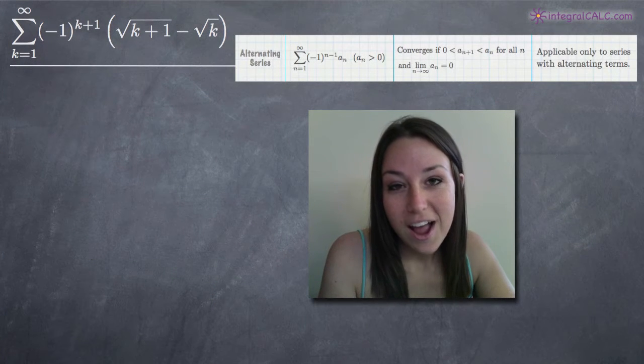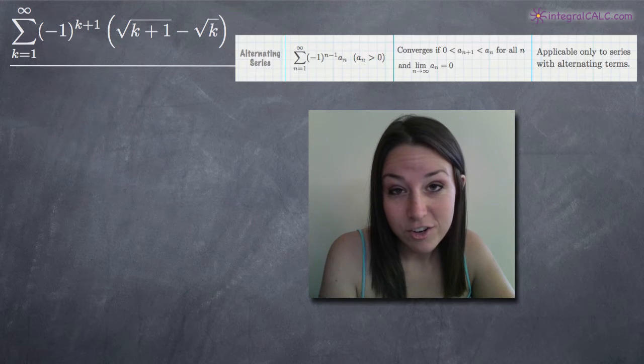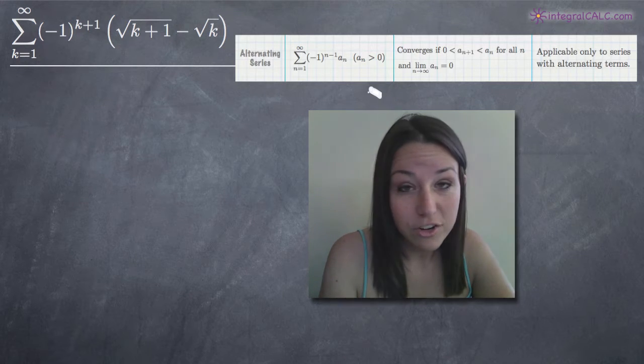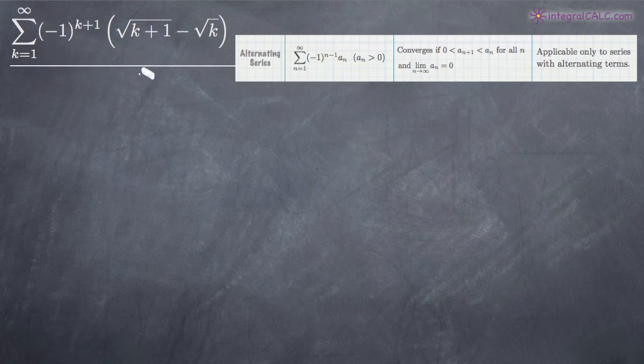Today we're going to be talking about how to use the alternating series test to determine whether or not an alternating series converges. And in this particular case we have the sum of the series (-1)^(k+1) times the square root of k plus 1 minus the square root of k. And we've been asked to determine whether or not this series from k equals 1 to infinity converges or not.